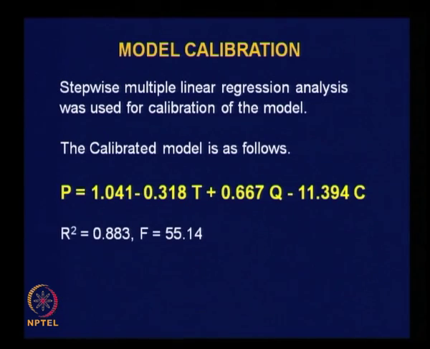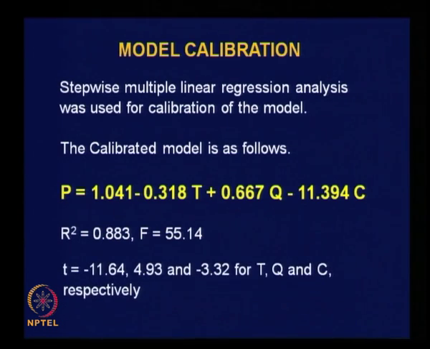And R squared value was quite high, 0.883, and F statistic, those who are not familiar with the F statistic, you will come to know later when you take the probability and statistics course, is also an indicator of overall goodness of the regression model, right. And T values were also calculated and were found to be much higher than the table value of T. So the model was found to be statistically significant.